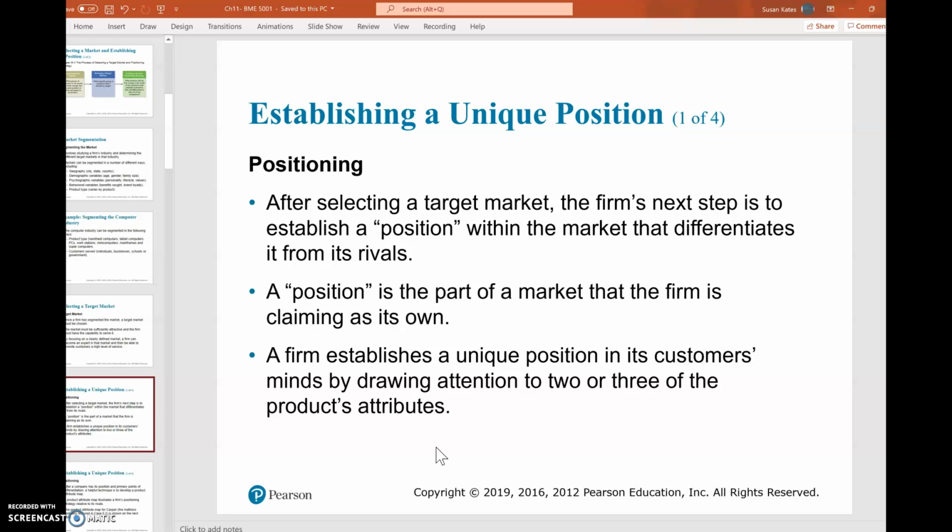Now, after that, we're going to start thinking about positioning statements. Positioning is the part of the market that the firm is claiming to own. So what part of the market do I own? Do I own the really good dog food market?